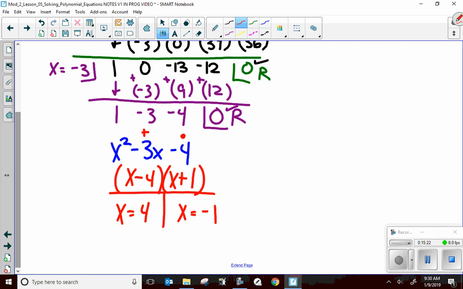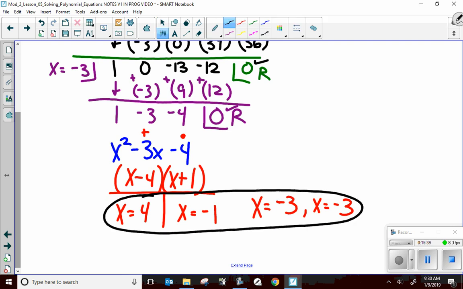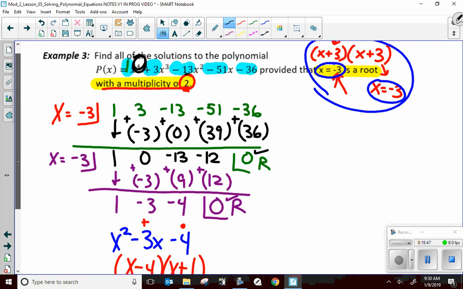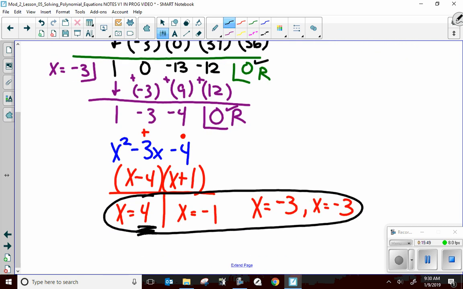4 and negative 1 are not all my solutions. Don't forget, x equals negative 3 is a root or solution they gave us. In fact, it happens twice. So my answers are right here. Let's see if that makes sense. My problem had a degree of 4. Okay? It has a degree of 4, so I should have 4 answers. 1, 2, 3, 4. I have 4 answers.